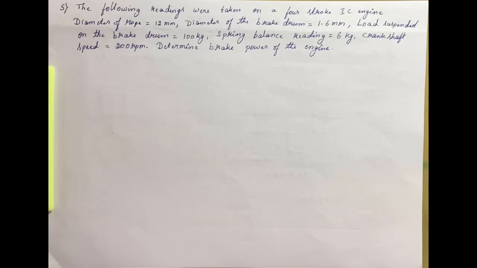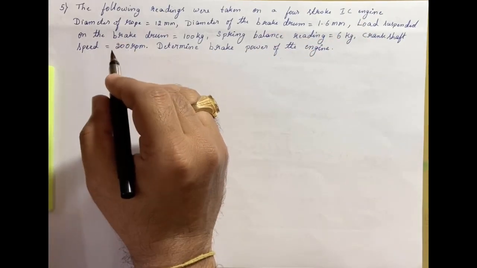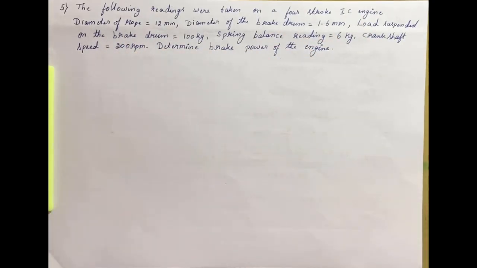The question is like this. The following readings were taken in a 4-stroke IC engine. Diameter of the rope is 12 mm.